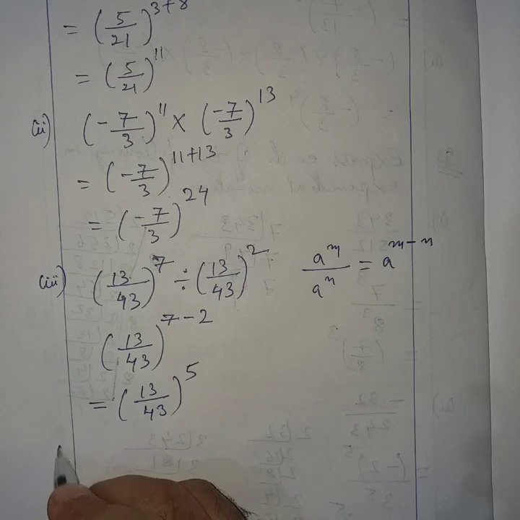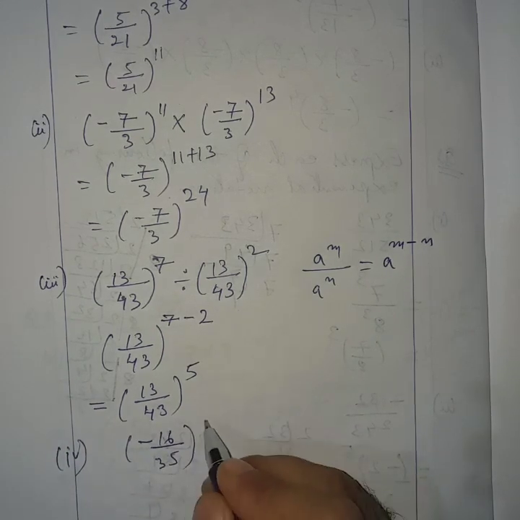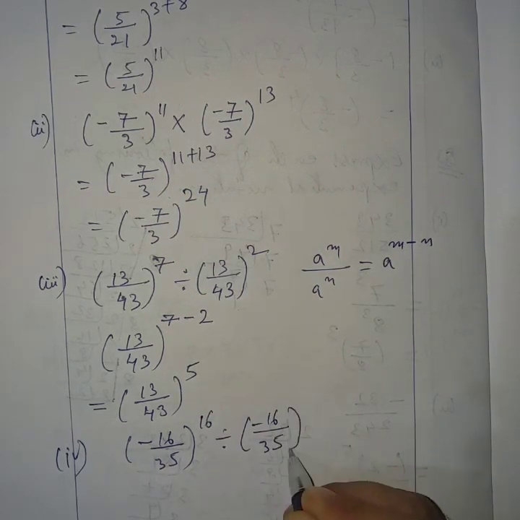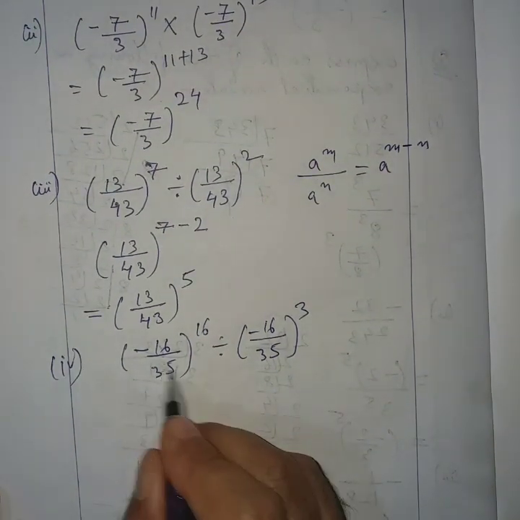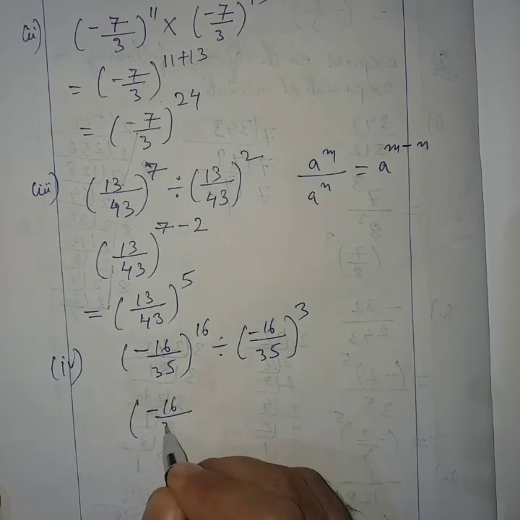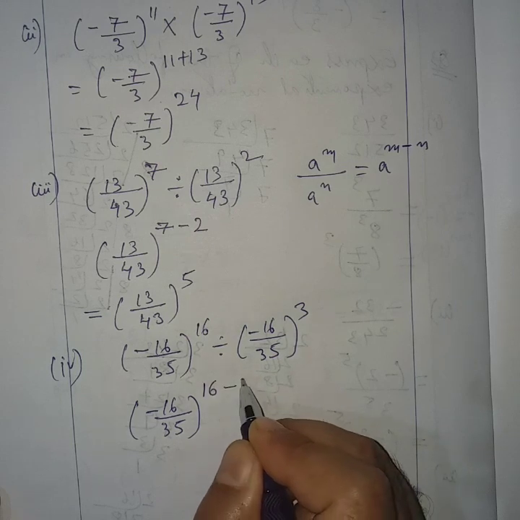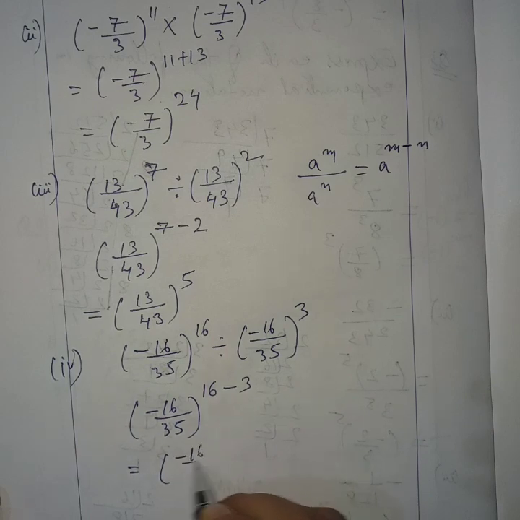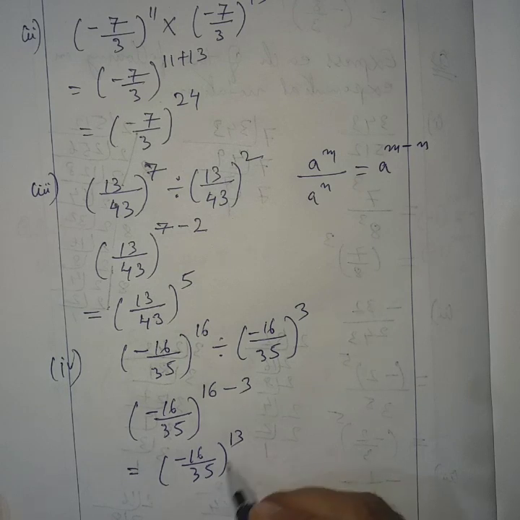Number 4, with the same law, minus 16 by 35 whole to the power 16 divided by minus 16 by 35 whole to the power 3. So here also the bases are same, so minus 16 by 35, and the power of the numerator minus the power of the denominator. Okay, so 16 minus 3 is 13. So minus 16 by 35 is to the power 13, is the answer.